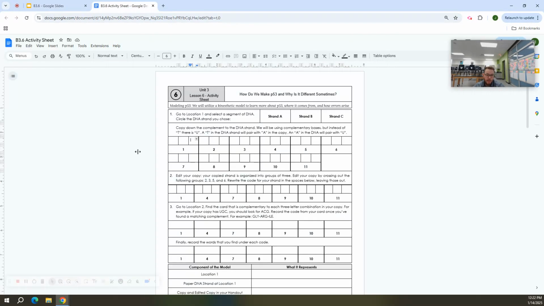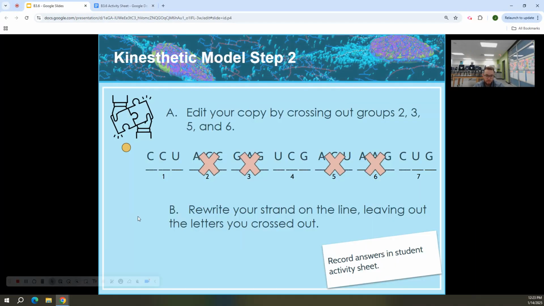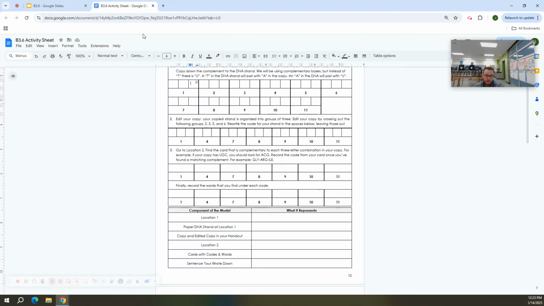Okay, coming back, you should have it copied in here, right? That's what this whole thing is for. You went to location 1, you copied down the complement of your strand. Now, location 2, edit your copy by crossing out groups 2, 3, 5, and 6. So I'm going to go back. If I had all of these groups, I'm going to go here and essentially cross them out. So now you can see I'm only copying back in here 1, 4, 7, 8, 9, 10, 11. Okay, so I will not include the copies that I crossed out.